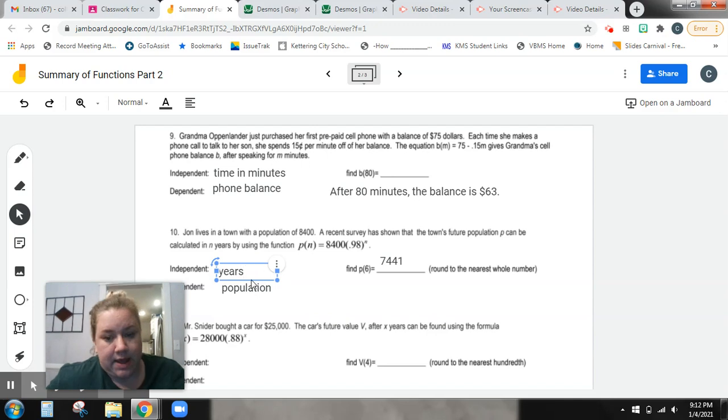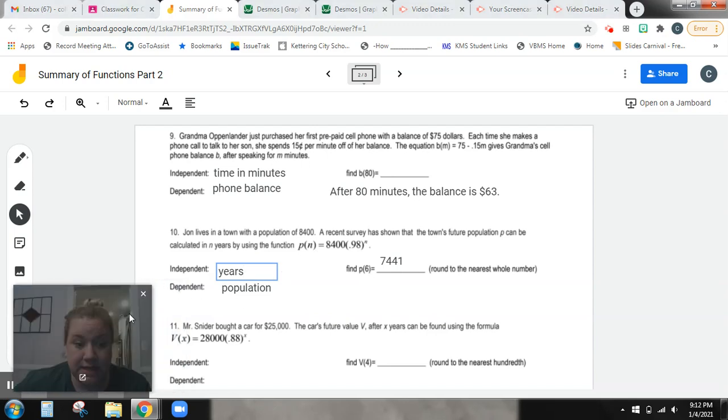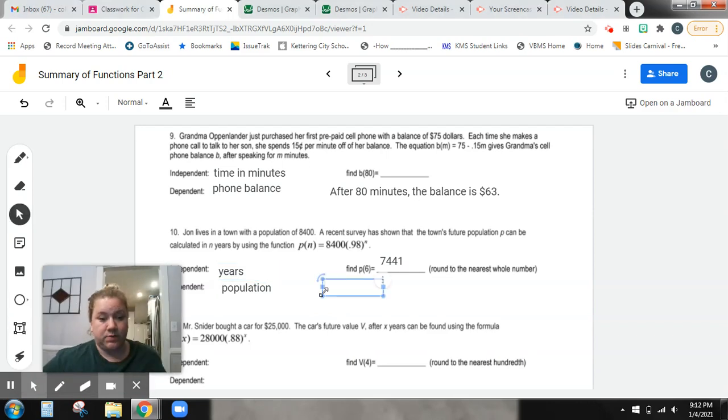Okay, so then if we're looking here, we know that P of n, right? And n is like our x here. So x is years. So at 6 years, the population is going to be 7,441. So when we write that as a sentence, we could say the population will be 7,441 at 6 years.